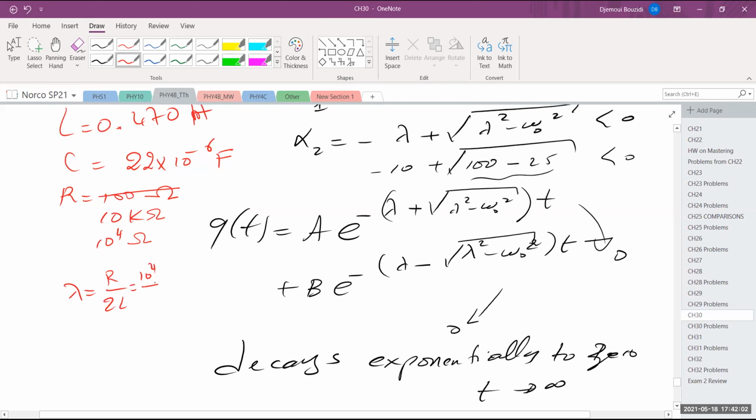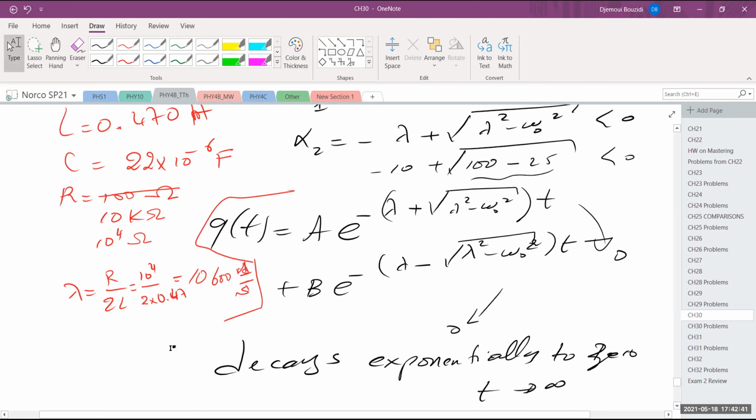R is 10 to the power 4, over 2L, which is 2 times 0.47. So if I throw in the numbers in here, it's going to be a huge number. So let's find what lambda is. It's going to be 10 to the power 4 divided by, open parentheses, 2 times 0.47, close parentheses. So it's 10,600 radians per second, or 1 over second. Remember, the unit for it is 1 over second. So this is the value for lambda.